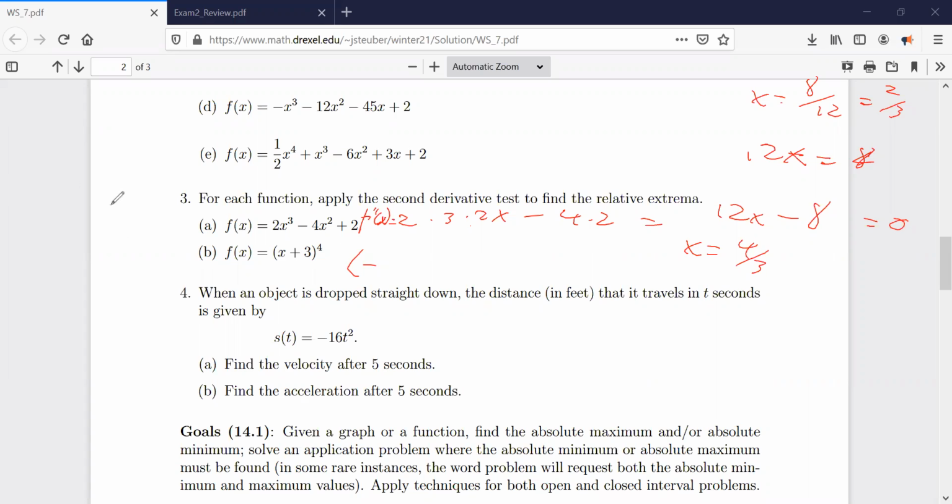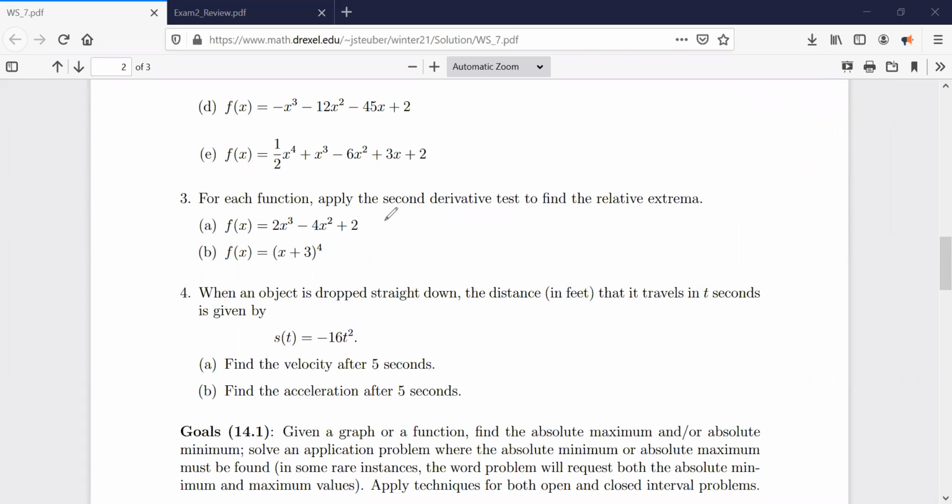Oh, sorry. I forgot to do the first derivative. So the first derivative of this is going to be f prime of x. Sorry, I'm just going to restart this. So the first derivative, what is the second derivative test? What is the point of the second derivative test? Hint, it says it right here.